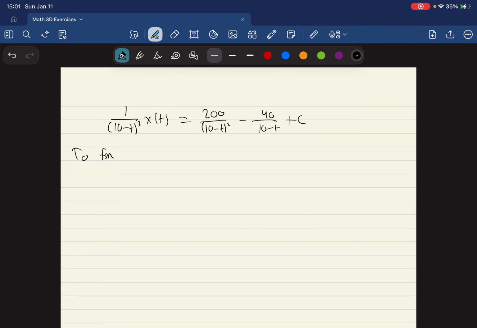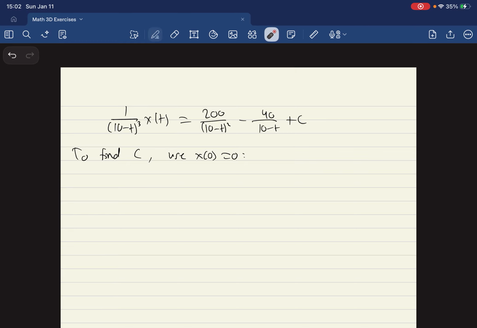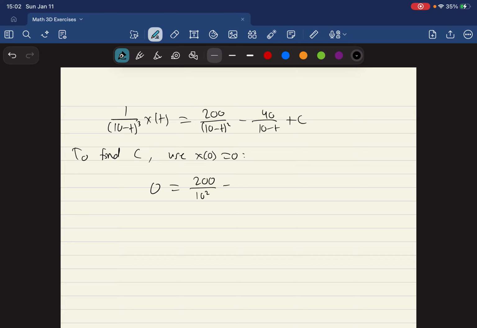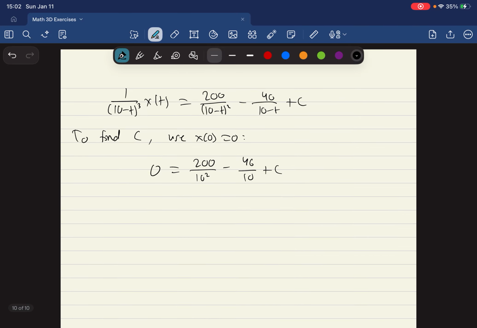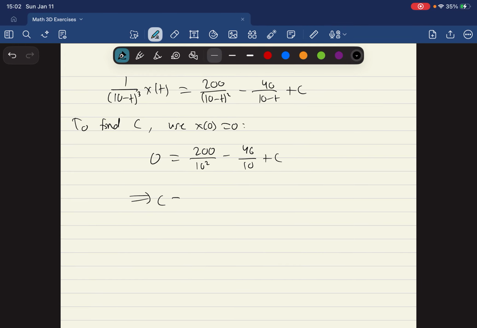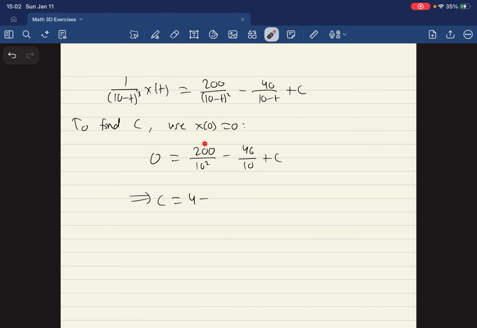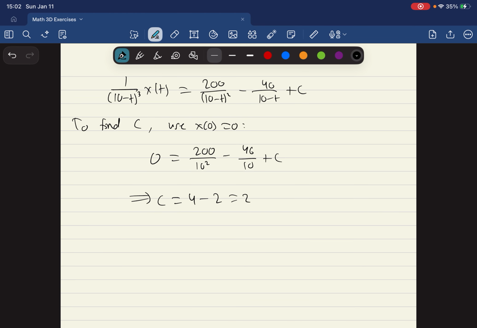So to find c, use x of 0 equals 0, again because the water was clean at time t equals 0. And we get that, well, the left side is going to be 0. So we get 0 is equal to 200 over 10 squared minus 40 over 10 plus c. And so c is going to equal, well, it's going to be 4 minus, this number is going to be 2. So this is 2.